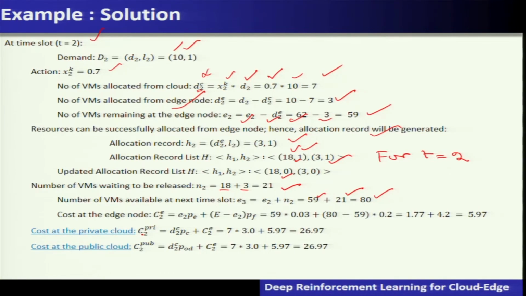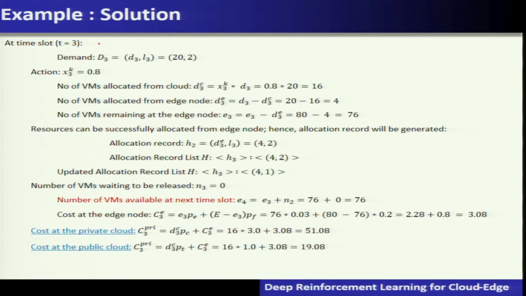So the cost at the edge for time slot 2 is nothing but E2 times PE. You can see that P is 0.03 and E2 is 59, which we have already calculated here, plus the virtual machines allocated from the cloud, that is 80 minus 59, multiplied by 0.2, giving 5.97. If you calculate the total cost, that is the cost from the edge plus the cost from the cloud, that is 7 into 3, it comes out to be the same amount shown in this particular slide.